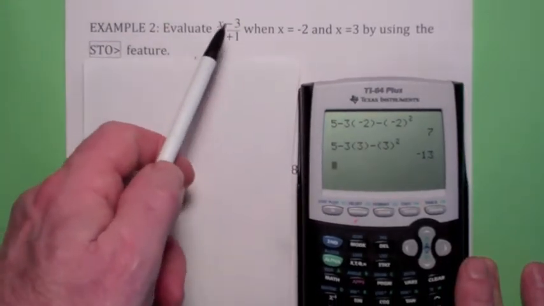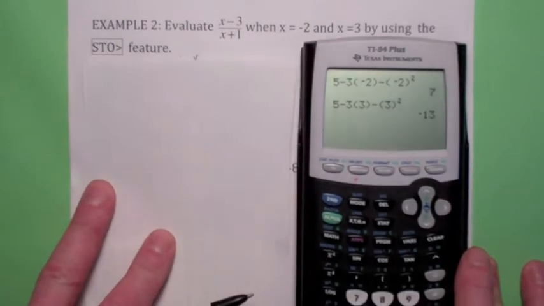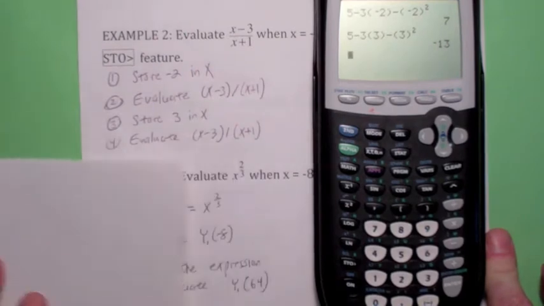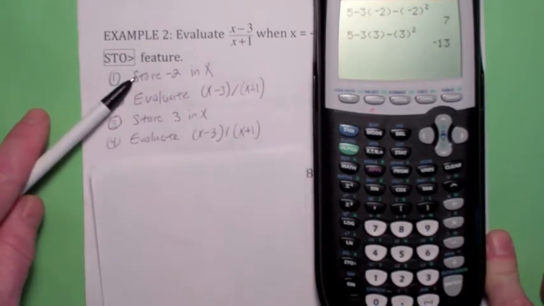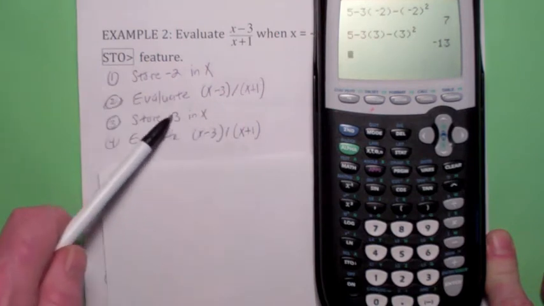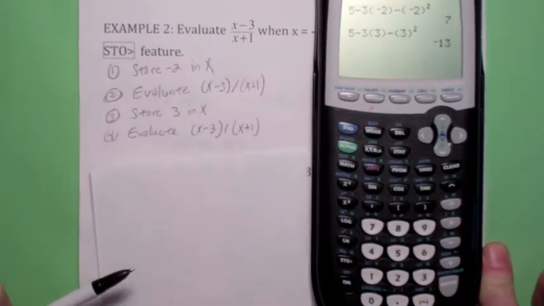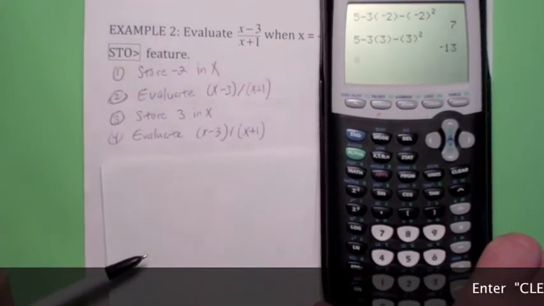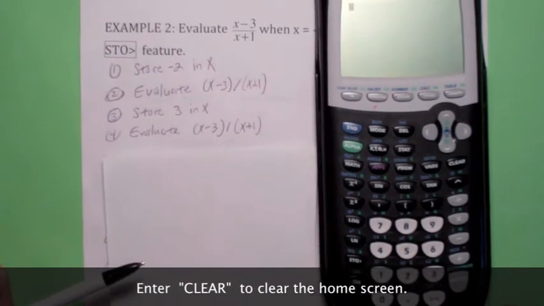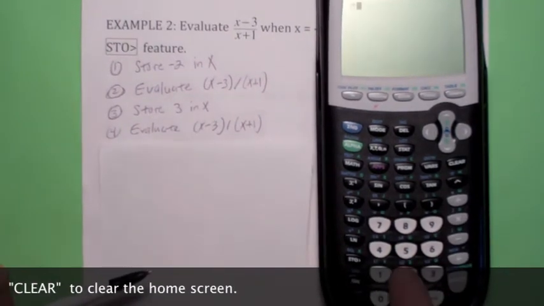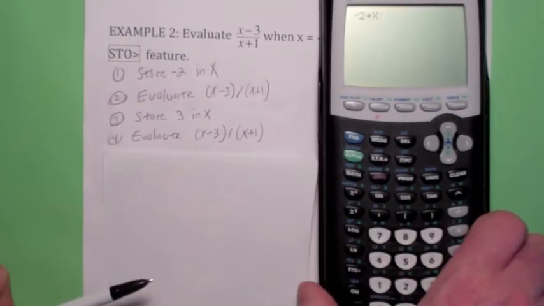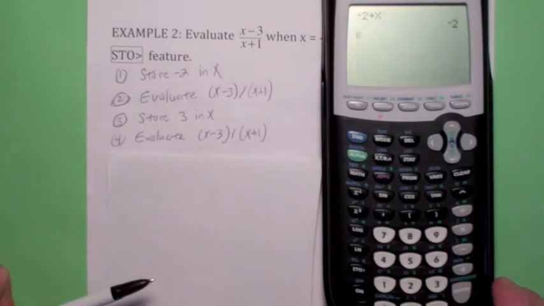Let's evaluate this rational expression when x is negative 2 and 3. What we're going to do is store negative 2 in x, and then we're going to enter this expression and evaluate it. And then we're going to store 3 in x and evaluate the same expression. If you ever want to get rid of stuff on your home screen, you could just hit the clear button. Okay, so how do you enter negative 2 and store it in x? You hit negative 2, the store button is down here, and your x is up here, see? So then when you hit enter, it gives you that value.